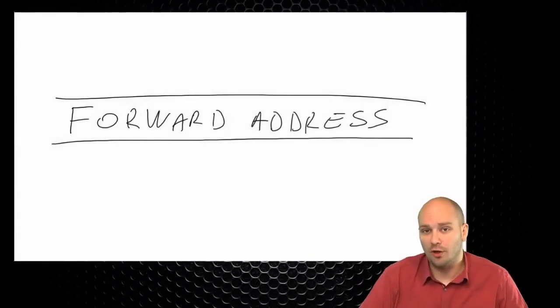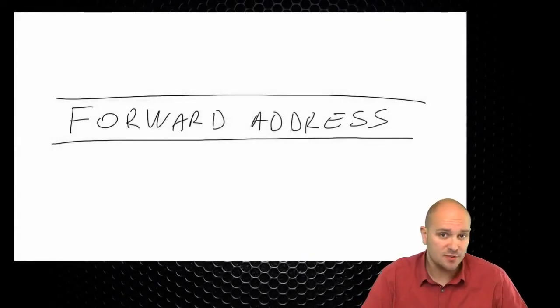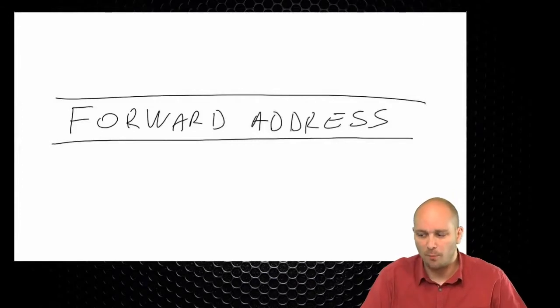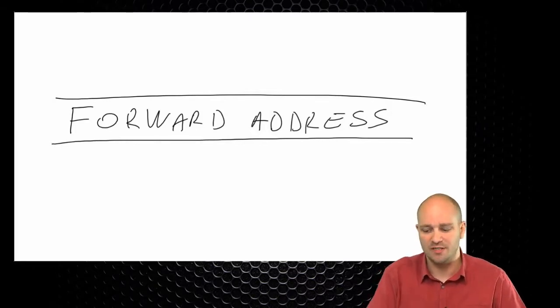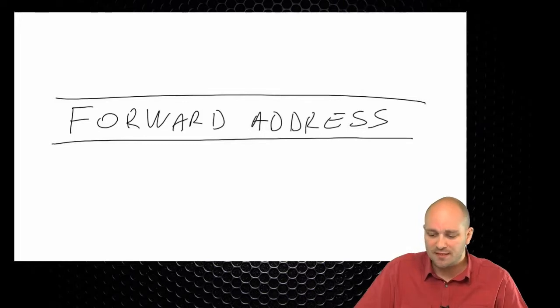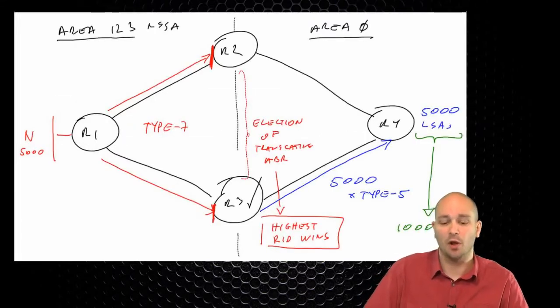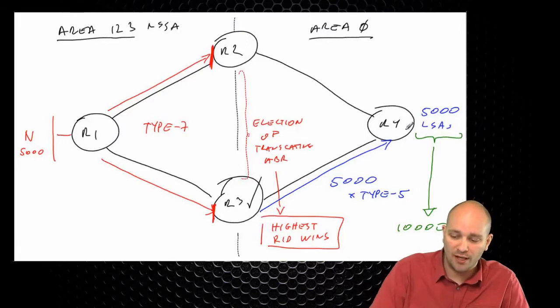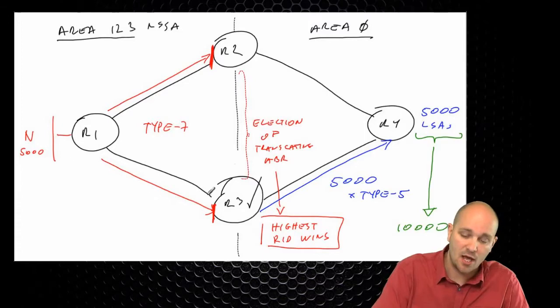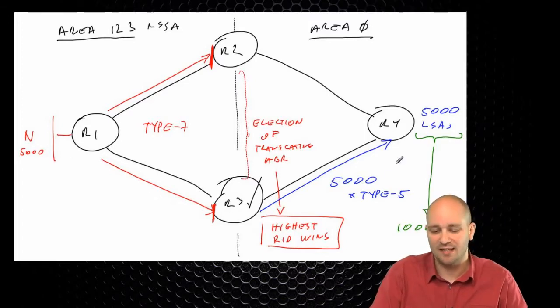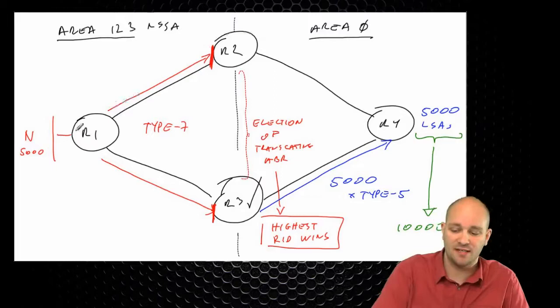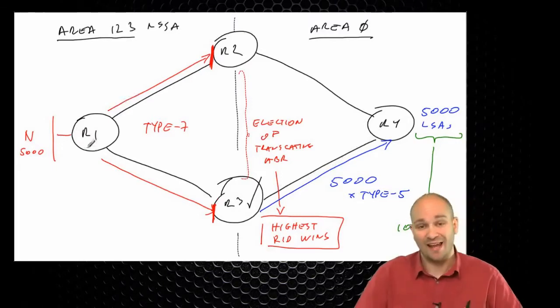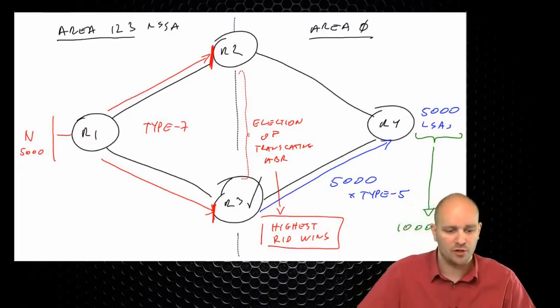The next thing that we're going to talk about is the forward address, and this is where things become rather complicated. They become complicated because the forward address is something that goes very, very deep in OSPF behavior, but is also something that makes this behavior possible. It allows R4 in this scenario, based on only 5,000 LSAs generated by R3, to have 10,000 routes that take some traffic this way and some traffic this way. So let's take a look at how forward address behaves.